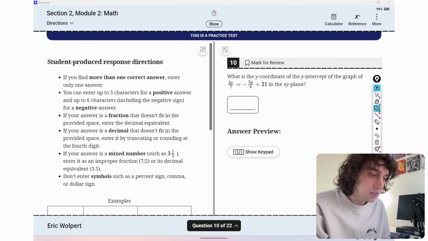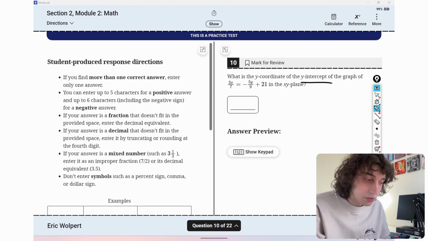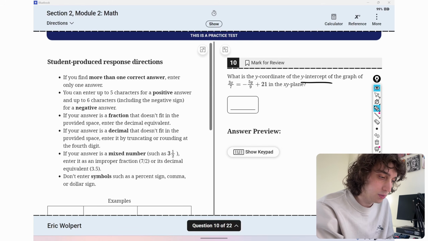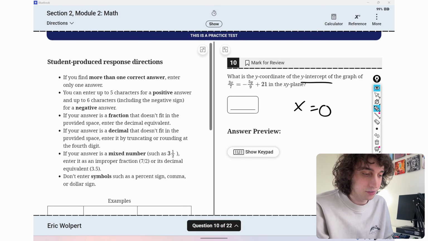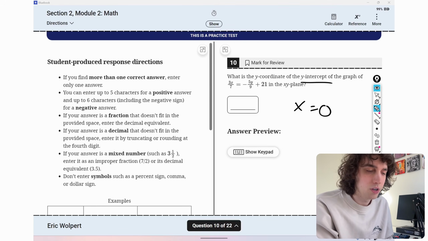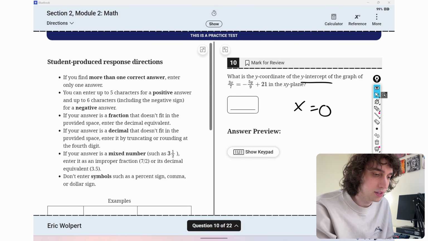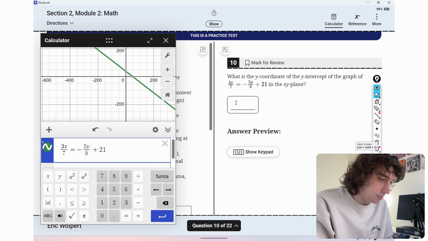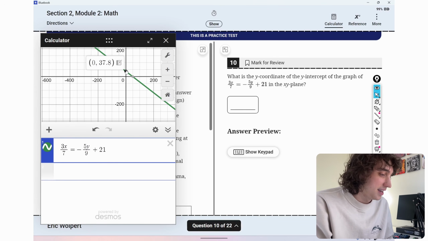Problem number 10, what is the y-coordinate of the y-intercept of this graph in the xy plane? So we could try to plug in x equals 0 and then solve for y, or we could rearrange this into slope-intercept form and then identify your b value. But those are both going to be a lot more time-consuming than just plugging it into Desmos. It's already plugged in because I already solved this and then realized my video wasn't recording. So the answer is going to be 37.8.